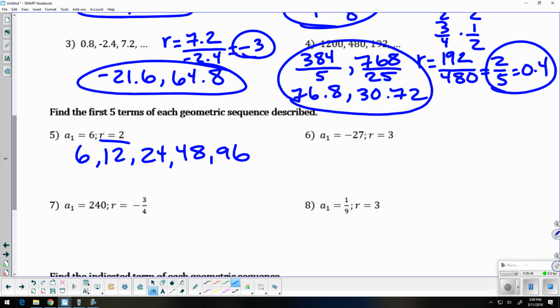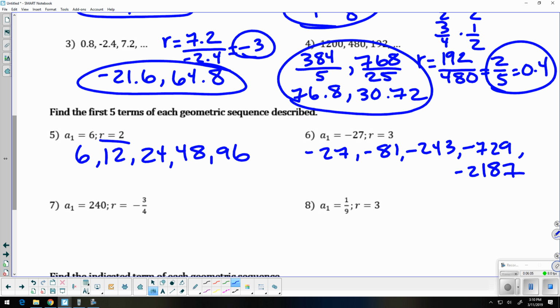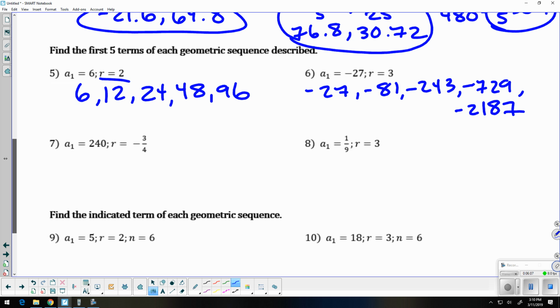The next one we have negative 27 to start. Now we just need to keep multiplying by 3. So the next one should be negative 81. Times 3 is negative 243. Times 3 is negative 729. And multiplying by 3, you get negative 2187.